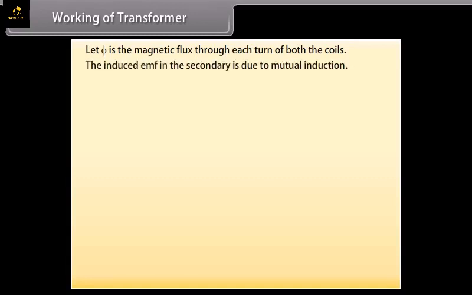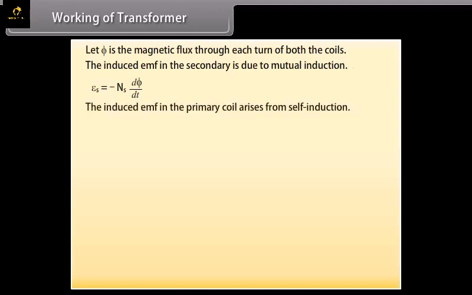The induced EMF in the secondary is due to mutual induction. ES is equal to minus NS d phi by dt. The induced EMF in the primary coil arises from self-induction. EP is equal to minus NP d phi by dt.